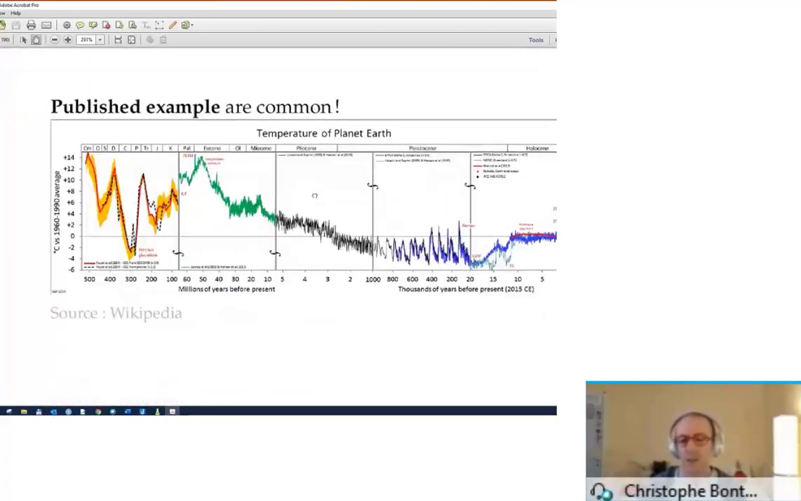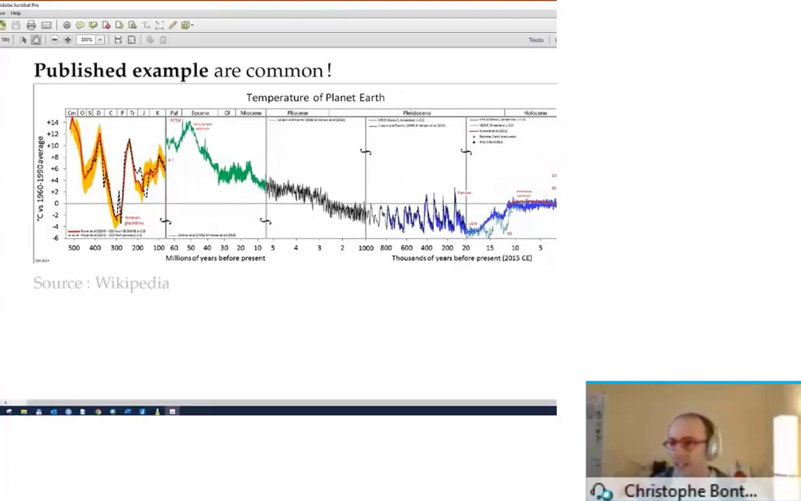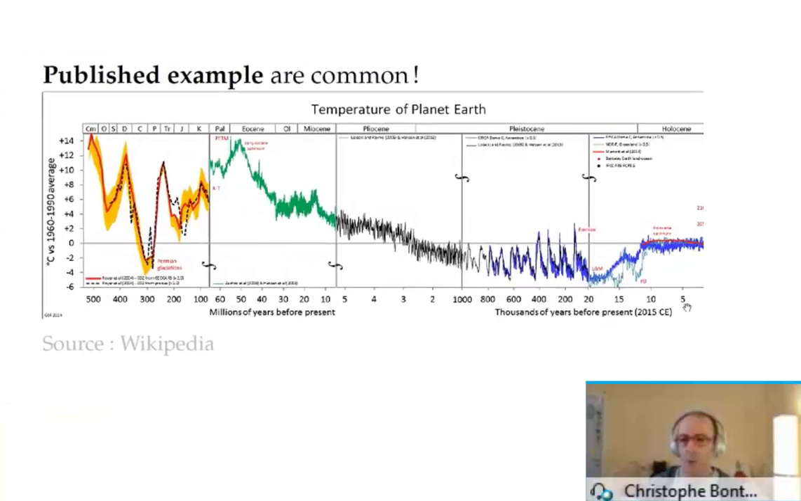So this is a graph of the temperature. Vertically, you have the temperature. And horizontally, you have time, starting from the right here. We are here, and this is the past. You see here there is a legend, thousands of years before present, and here millions of years before present. So we know that the scale here and the scale there are different, right? We have to pay attention to the fact that here are thousands of years, and here are millions of years.